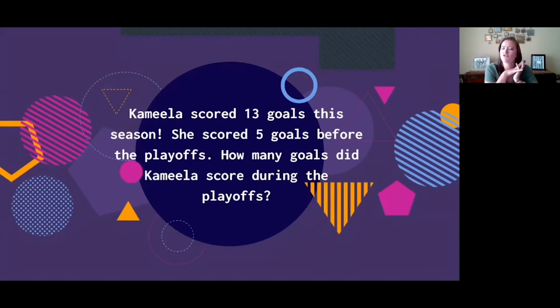Camila scored 13 goals this season. Wow. She scored 5 goals before the playoffs. How many goals did Camila score during the playoffs? Well, first off, before we get started, Camila, nice job scoring all those goals. You're a true soccer star. But now let's focus on the math of it. So let's brainstorm.